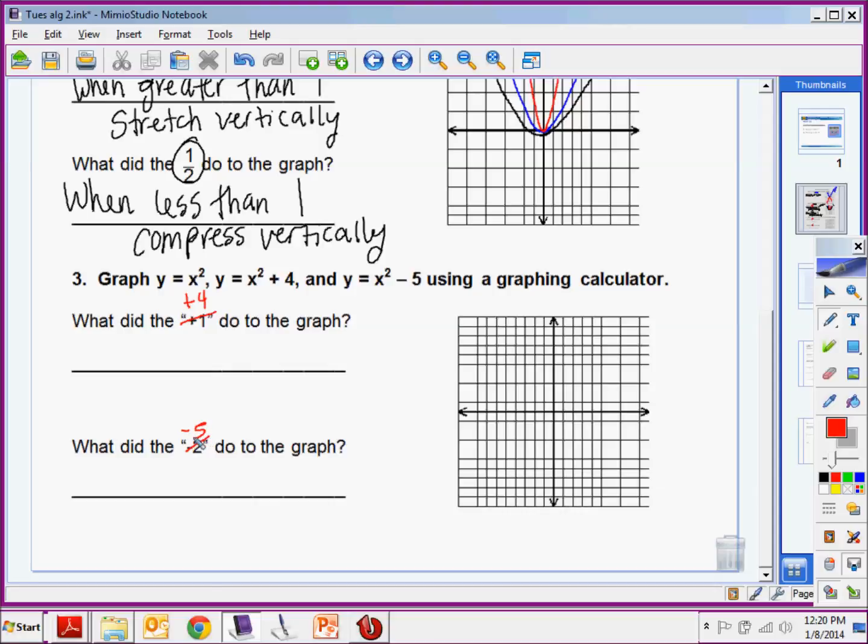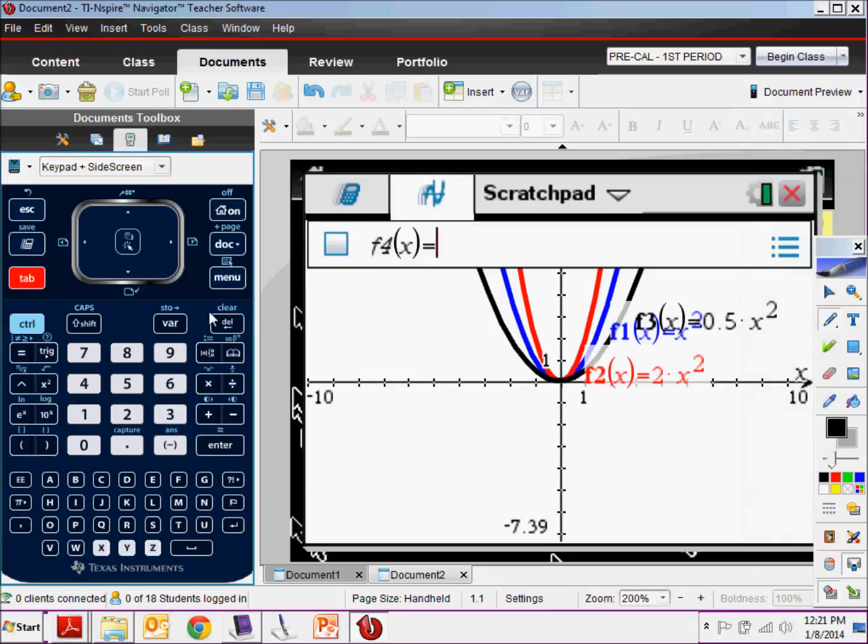Okay, so if I'm adding 4, it's going to cause my graph to, what's our prediction? Shift vertically. 4 units up, because hopefully you know that up means to go vertical. But what is down? Down is also vertical. Left and right is horizontal. And our prediction for the -5 is? Shift down. All right, so let's make our prediction and see if it's right. I'm going to go to the calculator, hit tab, and take these out.